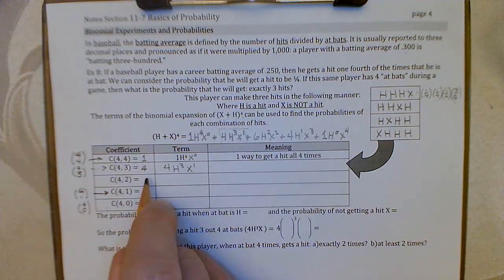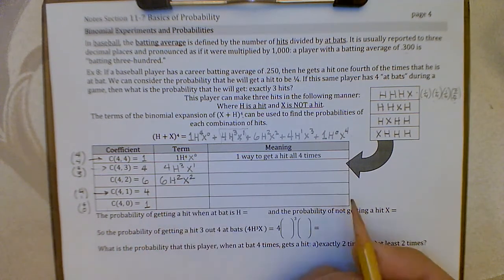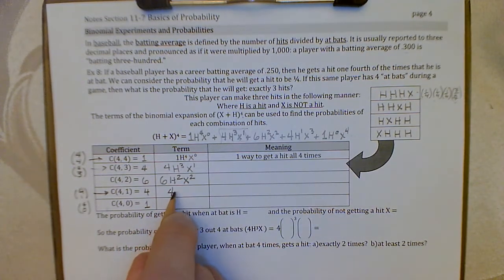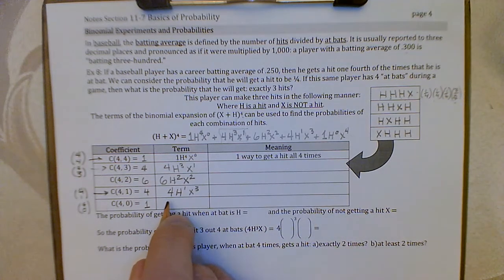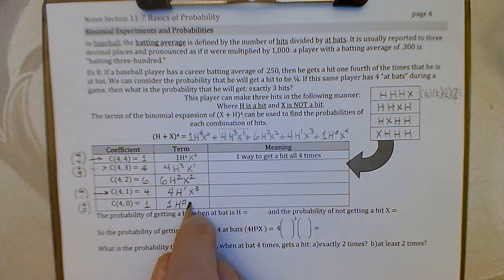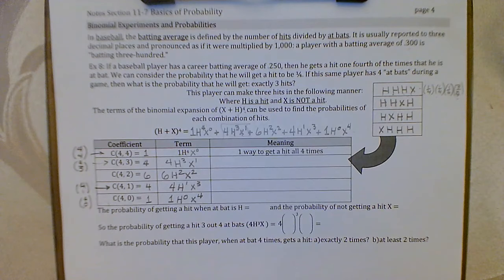There will be 6 ways of arranging 2 hits and 2 misses. There will be 4 ways to arrange 1 hit and 3 misses. And there is 1 way to get 0 hits and 4 misses: a miss, a miss, a miss, and a miss, okay? So you can fill those out if you wanted, but you kind of get the idea.